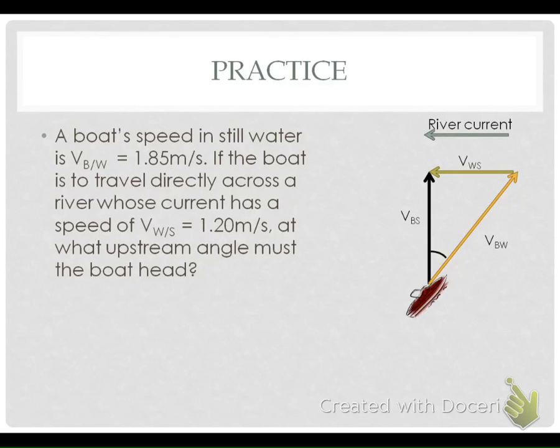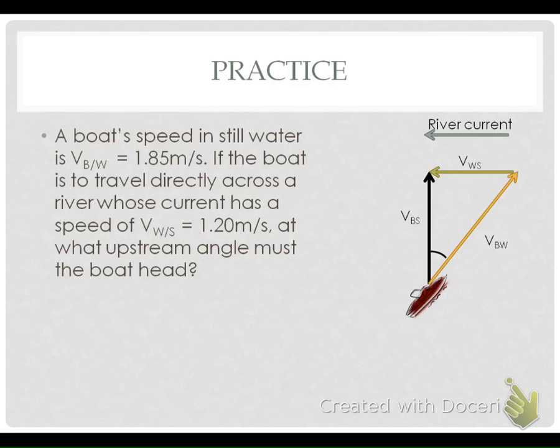Okay, the boat speed in still water is 1.85. If the boat is to travel directly across the river, which has a current speed of 1.20, at what upstream angle must the boat head? Are we always going to use boats? No. That'd be nice.